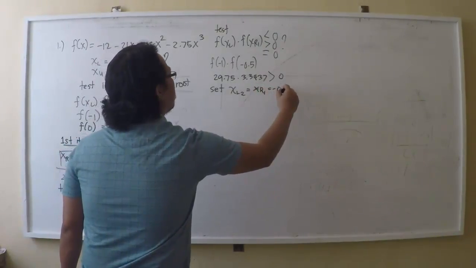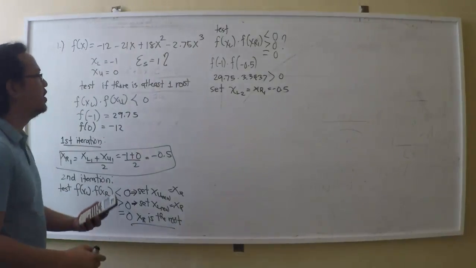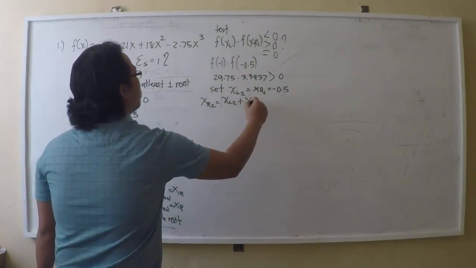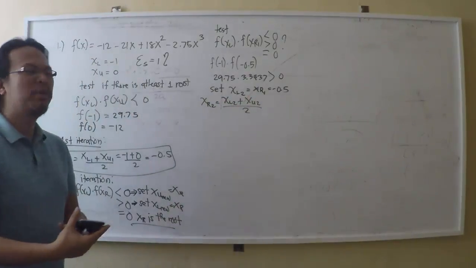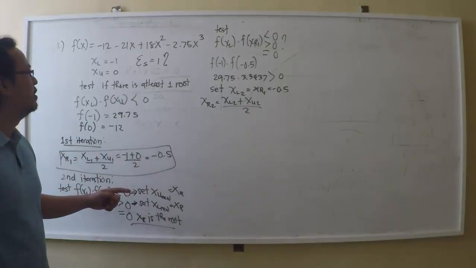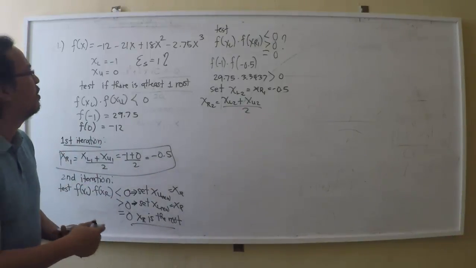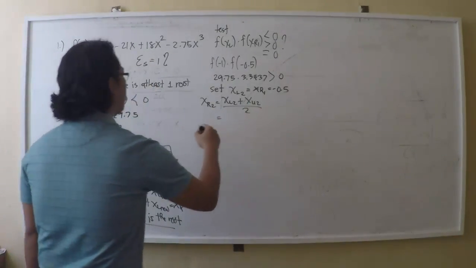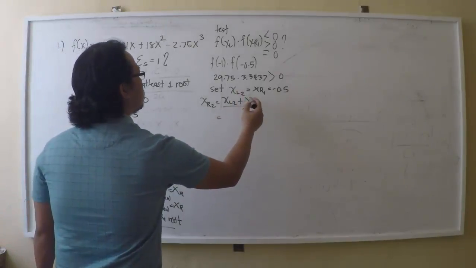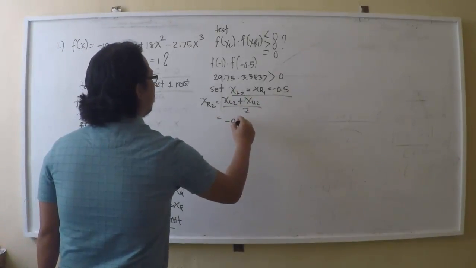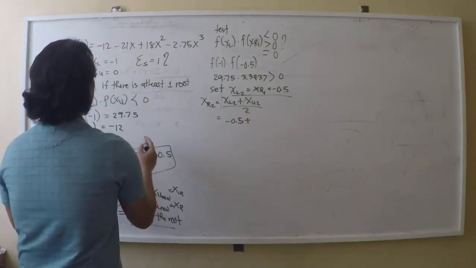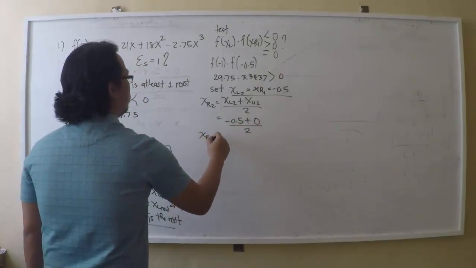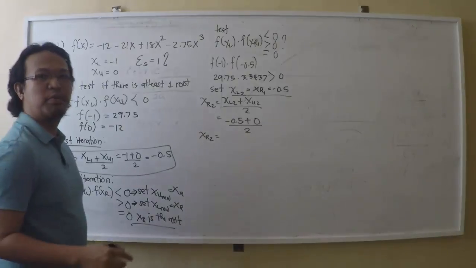XR1 or -0.5, something like that. Okay, and then we will proceed. So we'll compute XR2 is equal to XL2 plus XU2 over 2. Our upper boundary is still the same, it's 0 because it didn't change, only the lower boundary. So after here, this is equal to what? Lower boundary is here, -0.5 plus the upper boundary is 0, over 2. Okay, this is XR2. Our estimate is -0.25.